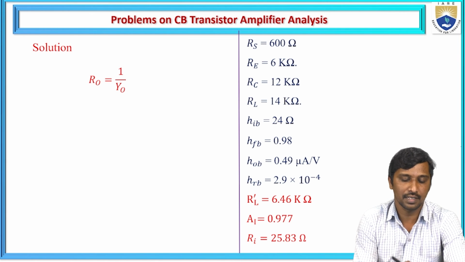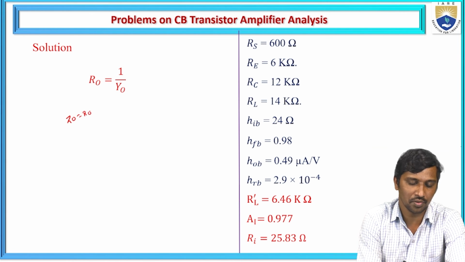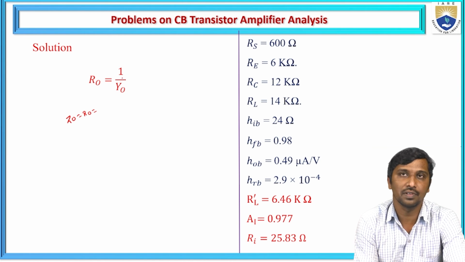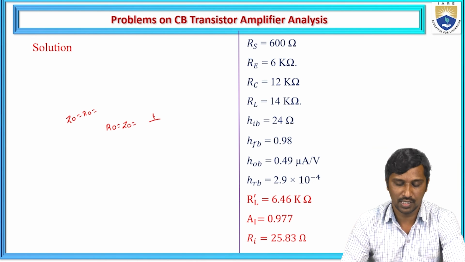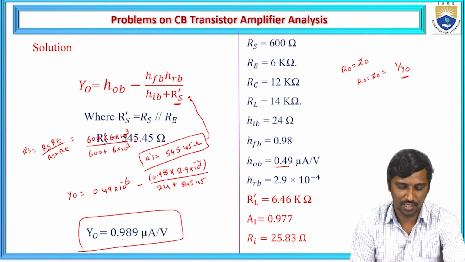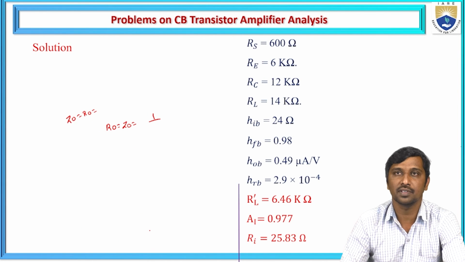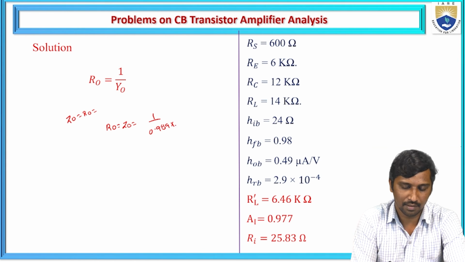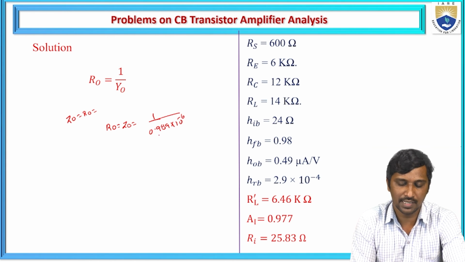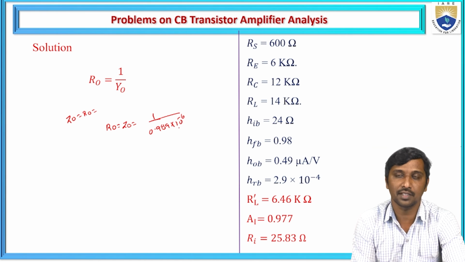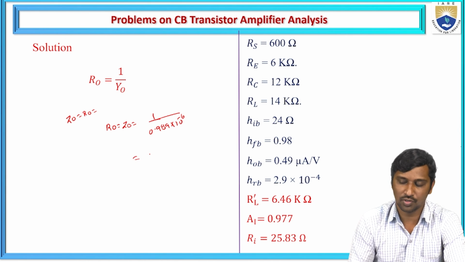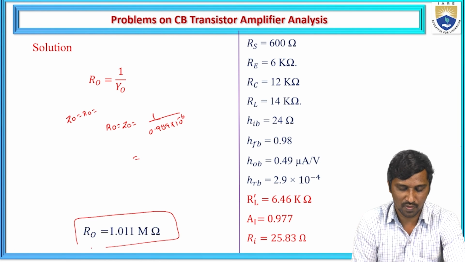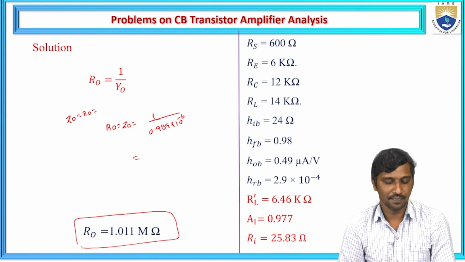From this, now we need to calculate the output impedance. So we know that either Z0 or R0 is nothing but the reciprocal of output admittance, that is 1 by Y naught. What is the Y naught value? We observe the Y naught value is 0.989 microamps per volt. So 1 by 0.989 into 10 to the power of minus 6, since micro means 10 to the power of minus 6. If you solve this one, R naught is equal to 1.011 mega ohms.